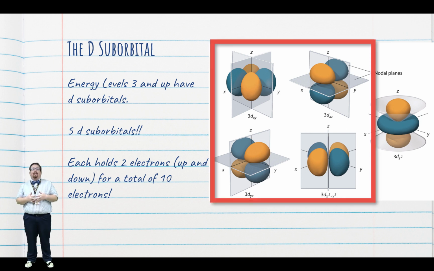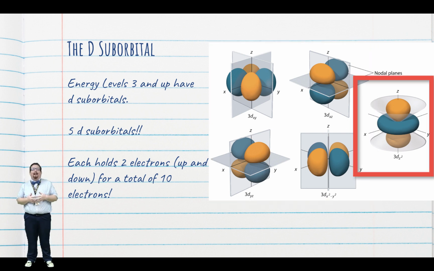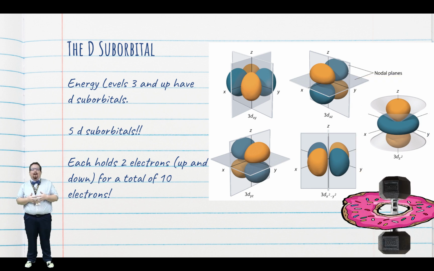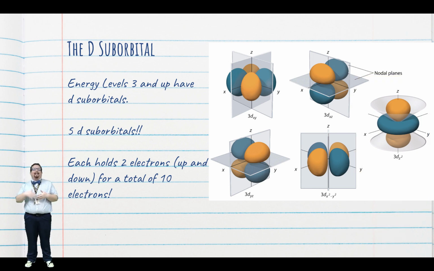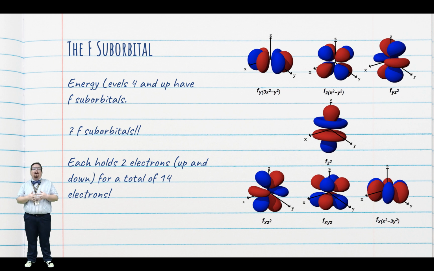The d suborbital is a bit more complex. There are 4 that look like a clover shape, and one of them looks like a p orbital with a donut around it. Only energy levels 3 and up have the d orbital. All 5 of these d orbitals are at the same level of energy and can hold up to 2 electrons each for a maximum of 10 electrons at that level of energy. Finally, our f suborbital, which is even more complicated, only exists in energy levels 4 and above. There are 7 of these f orbitals, each holding up to 2 electrons for a maximum of 14 electrons.